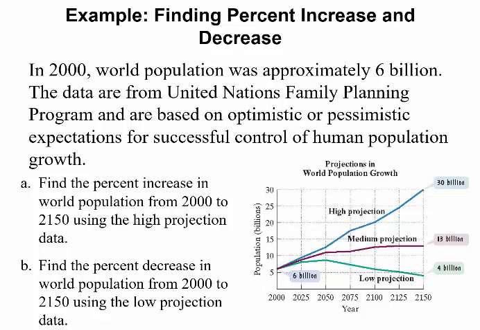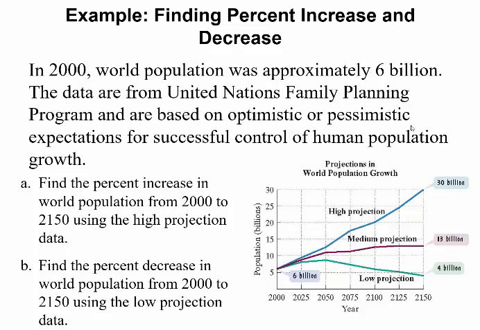All right, let's do an example. So let's talk about finding the percent increase and decrease. In the year 2000, world population was approximately 6 billion people. Okay, not bad. So the data are from the United Nations Family Planning Program and are based on optimistic or pessimistic expectations for successful control of human population growth.